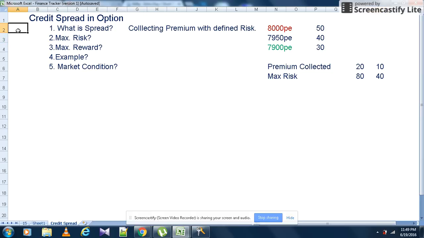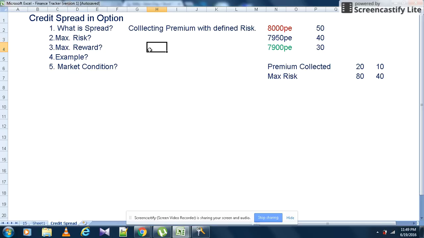Today we'll be talking about what a spread is, maximum risk, maximum reward with some examples, and what the right conditions in the market are to execute this kind of strategy. As per me, this strategy is very useful for those who are looking for a monthly income, a steady and stable income for traders who want to run their monthly expenses out of it. So let's start with that.